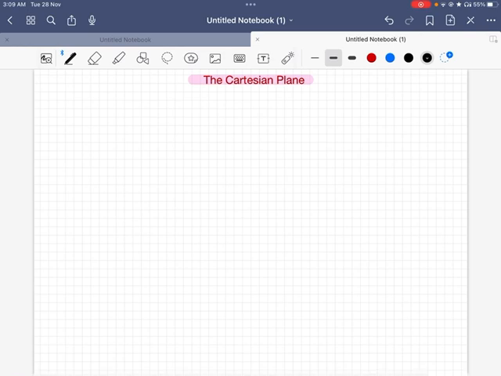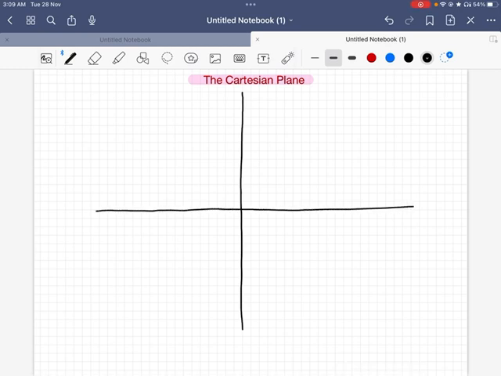Right. So the Cartesian plane is made up of two perpendicular axes. One is the x-axis and one is the y-axis. The horizontal axis that I'm drawing right now is the x-axis. I'll just name it X, I guess. And the vertical one is the y-axis. These are perpendicular to each other, and this point over here is the origin, which is 0, comma 0.